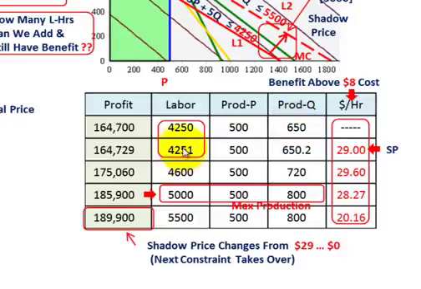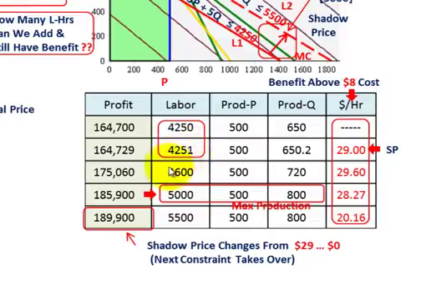So I added one more hour, from 4,250 to 4,251. Product P is still at 500, that was the max there. But product Q is 650.2. Well, you're not going to sell 0.2 units, but nonetheless, that's what it would come up to. And our shadow price was $29, based on increasing our labor hours by 1 hour.